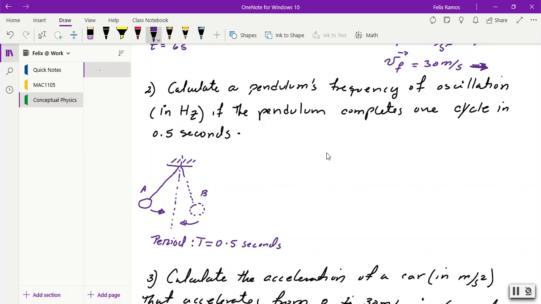Now, there is a relation between the period and the frequency. The frequency is the reciprocal of the period. So we can say that the frequency is 1 over 0.5 seconds. 1 over 0.5 is 2, 1 over second, and 1 over second is hertz. So the frequency is 2 hertz. So it was very easy in this case to find the frequency of the pendulum.